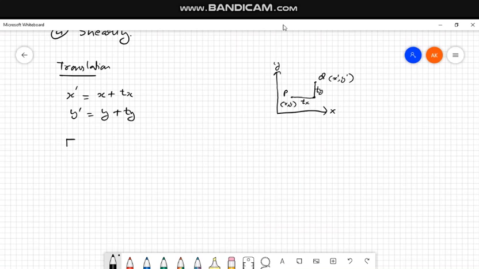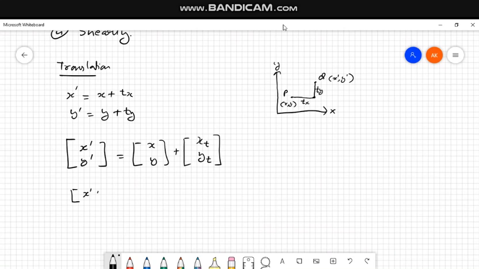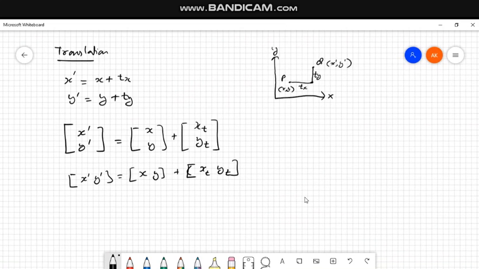So this one, (x dash, y dash) equals (x, y) plus (tx, ty). This representation is called column representation, and the other way is row representation. (x dash, y dash) equals (x, y) plus (tx, ty). This is your row representation. Okay. So this is the basic formula for translation.